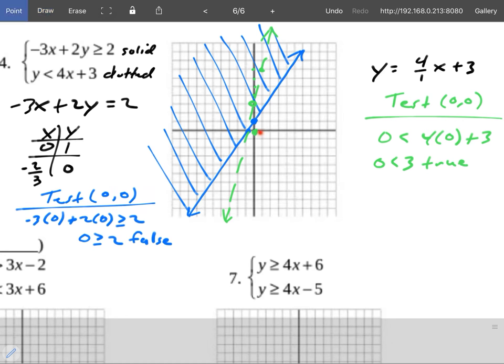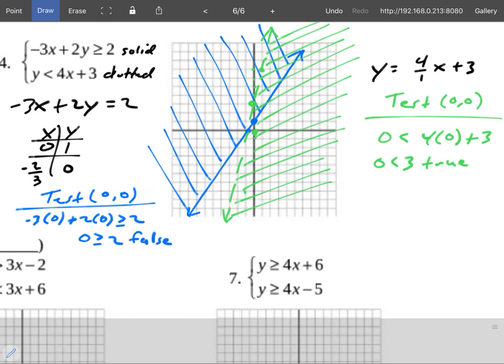So since I picked 0, 0 and it was true, then I shade the side where I picked the point. So I'm going to shade the right side of that green line. So that's going to look like this. So something like that. So the solutions are the part that is both green and blue at the same time. So hopefully you can see that the solutions are up here. Okay?